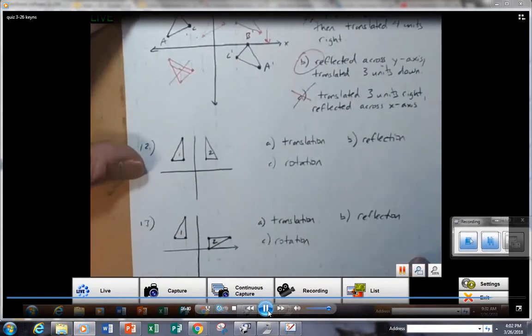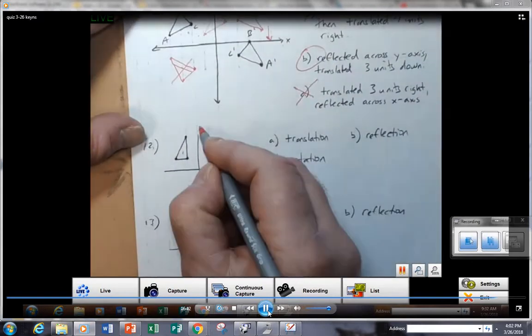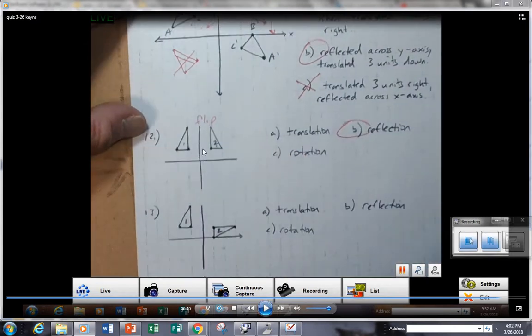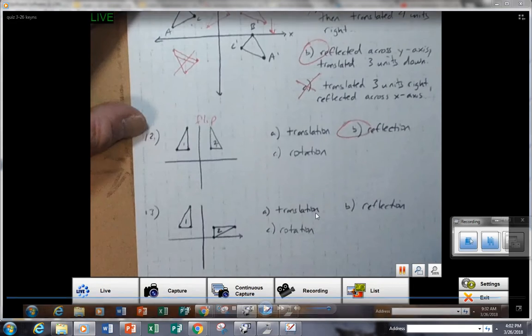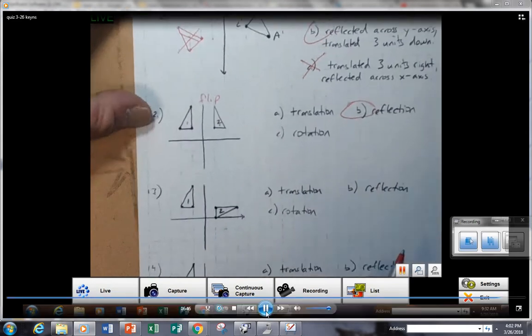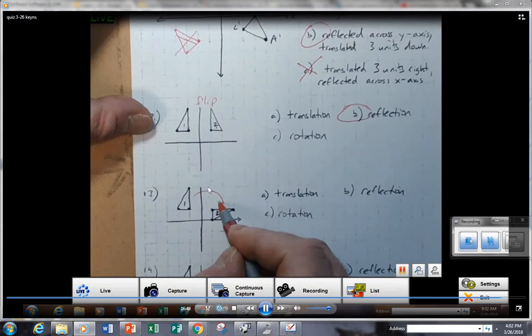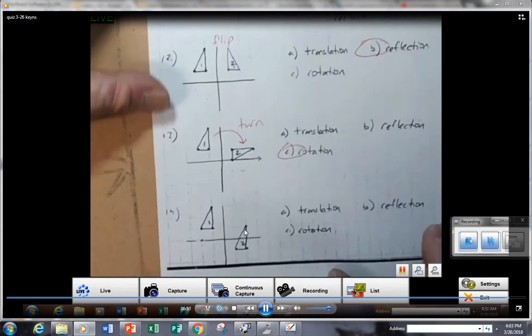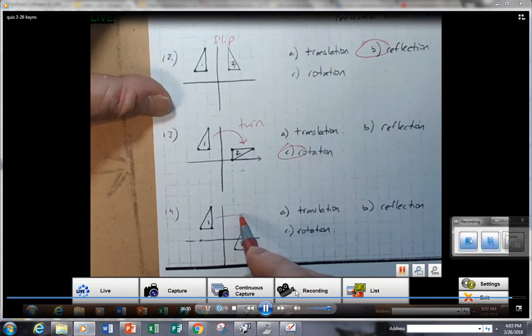All right, number 12. This one, same exact triangle, but flipped. And you can see equal distance between each point, a reflection. The 5th word is cloud. Cloud. So equal distance. The next one is a rotation, because I'm turning it quarter turn to the right. And again, all of these are congruent triangles, just moved. And then the last one is the same orientation but moved and slid to a different spot. That is a translation, so know that.